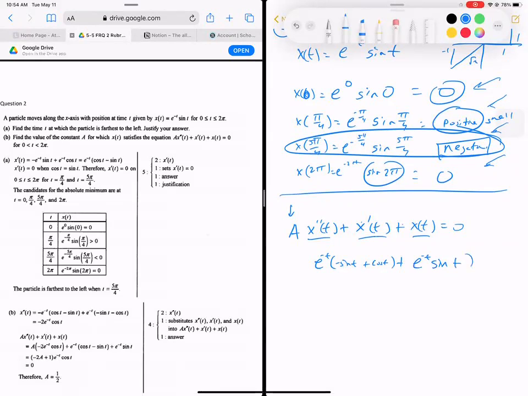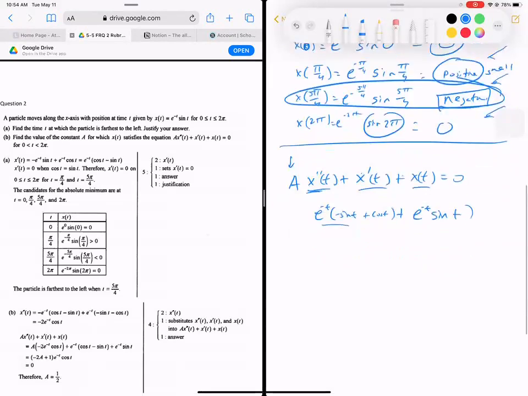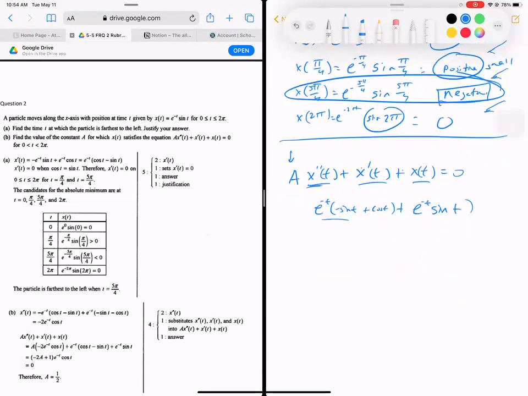And then this part here, what's the derivative of our derivative? That's going to be a little bit of work for us, but we can take the derivative. I can just take the product rule of this. It's e^(-t) times (-sin t + cos t), plus the derivative of the inside, which is going to be (-cos t - sin t).